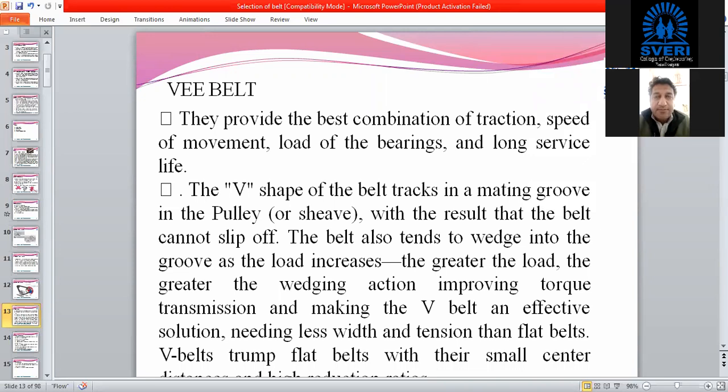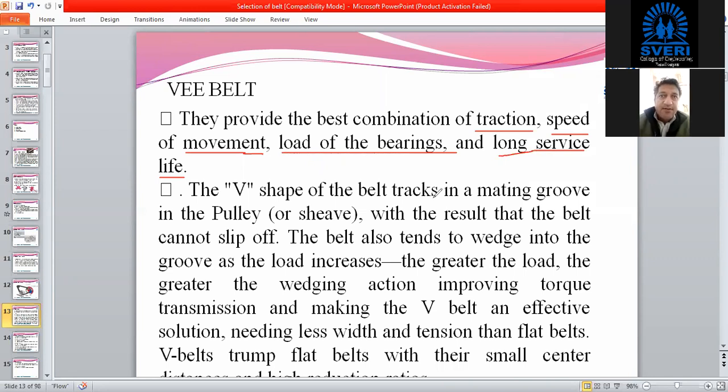Now, as far as these V belts are considered, they provide the best combination of traction, speed of movement, load bearing, and long service life. As far as flat belts are compared with the V belts, V belts are more durable. Long service life is provided by means of these V belts.